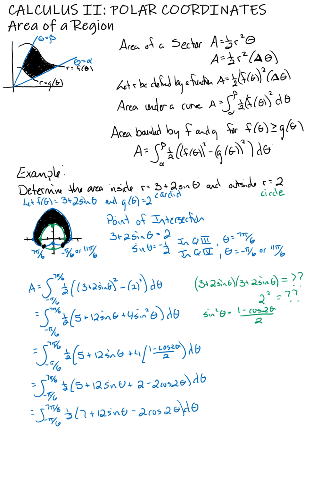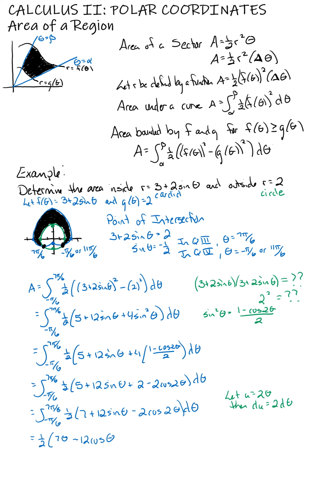Okay, so now integrating this, I think should be pretty straightforward. Integrate, okay, factor out that 1/2. If I integrate 7, I get 7 theta. Integrate 12 sine theta, that's going to be minus 12 cosine theta. Now here we will have to use a little u substitution. If we let u equal 2 theta, then du is 2 d theta. And so this 2 here in the front, I'm going to move to the back. And then I think that's ready to integrate.